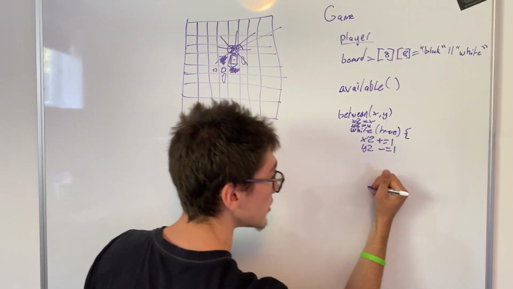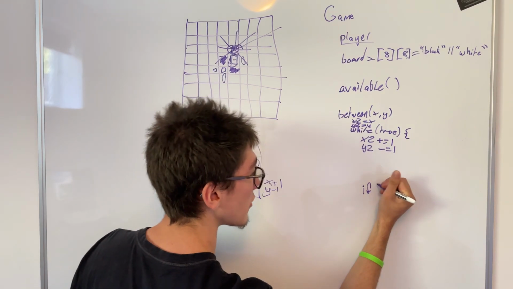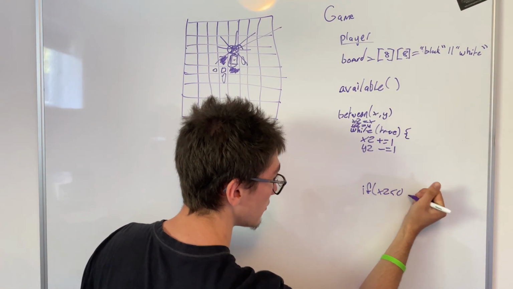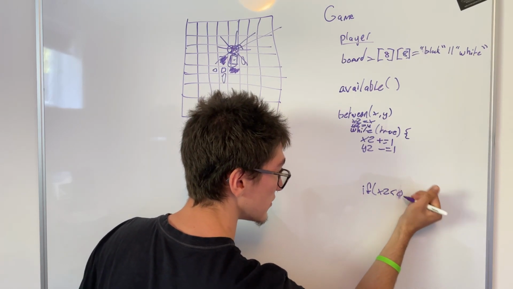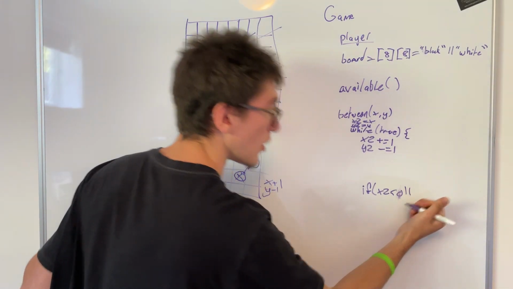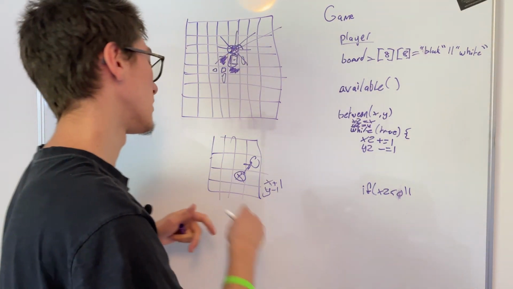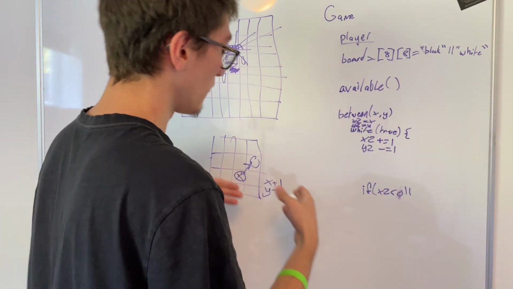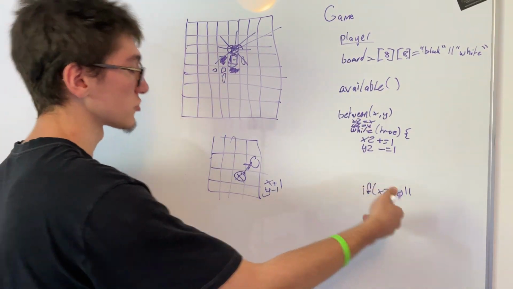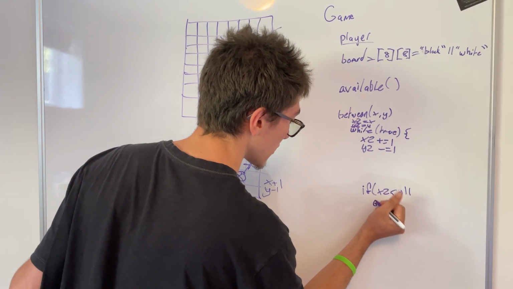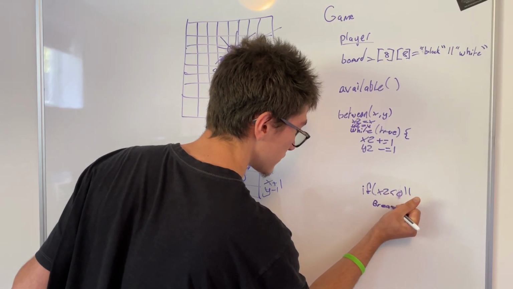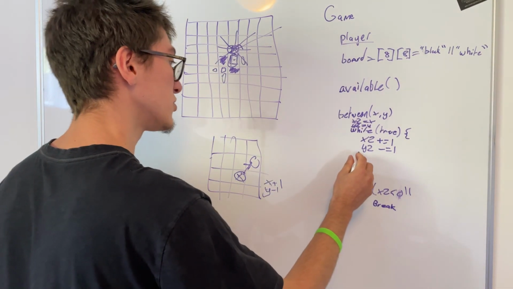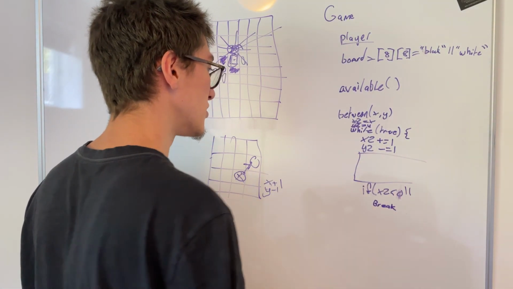We'll also need an if condition, right? So if x2 is smaller than 0, or x2 is greater than 7, or if y2 is smaller than 0, and so forth, this would just be a break. This would be our break condition by default. We'll also need another condition to check.